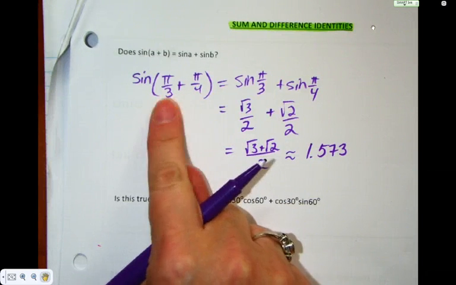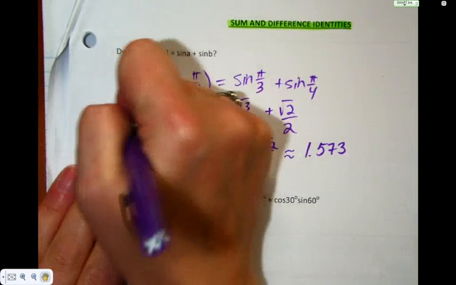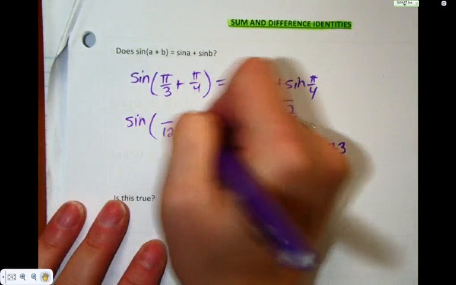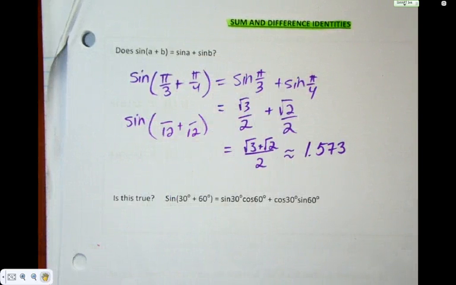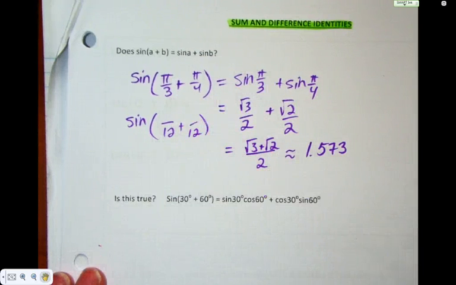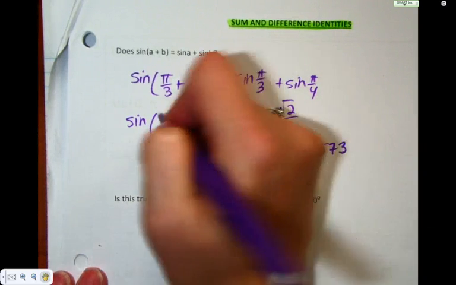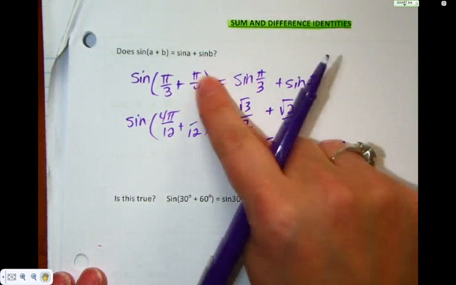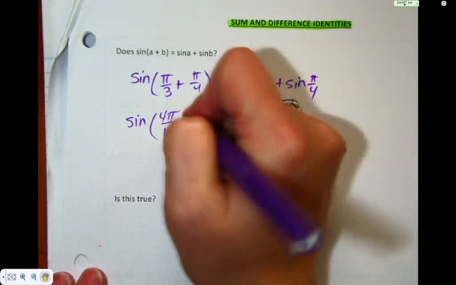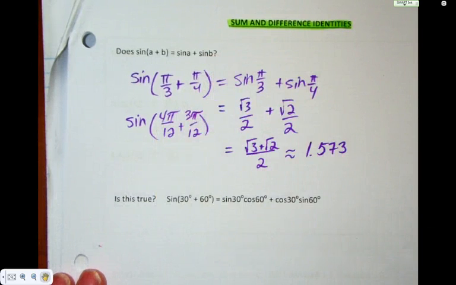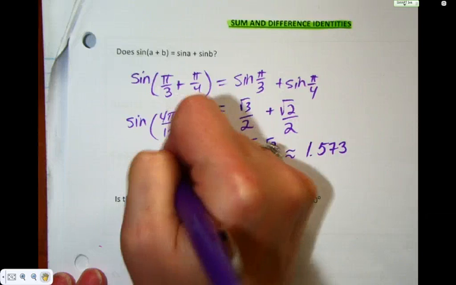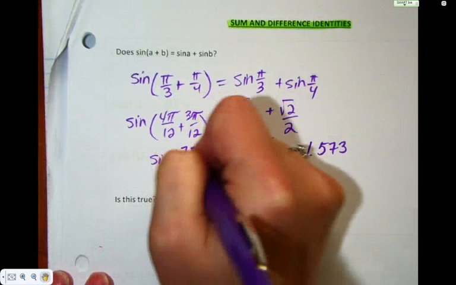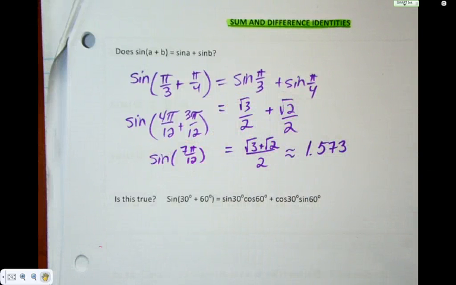How do you add fractions? Common denominator. What's common between 3 and 4? Okay, so they're both going to go over 12. How do we change a 3 to a 12? Times 4, so the top times 4. How do we change a 4 to a 12? So top times 3. Add them together, we've got the sine of 7 pi on 12. Is that a unit circle angle?